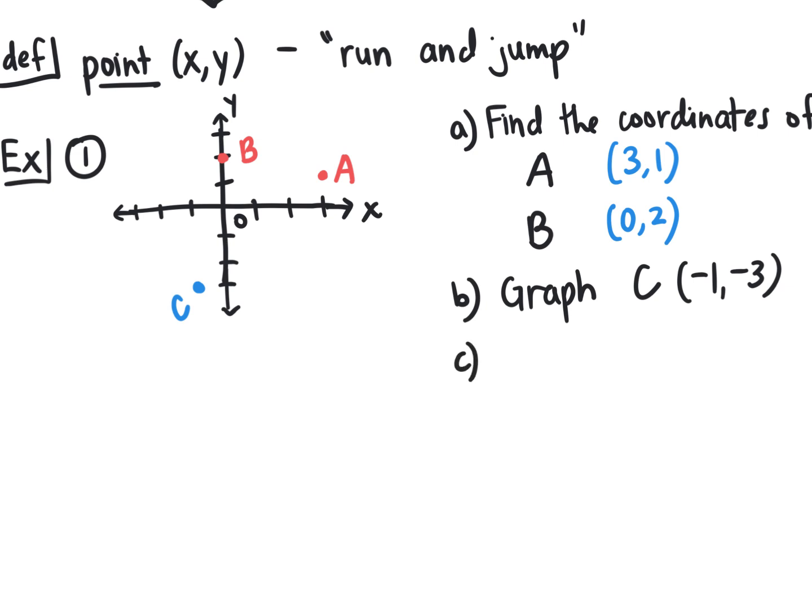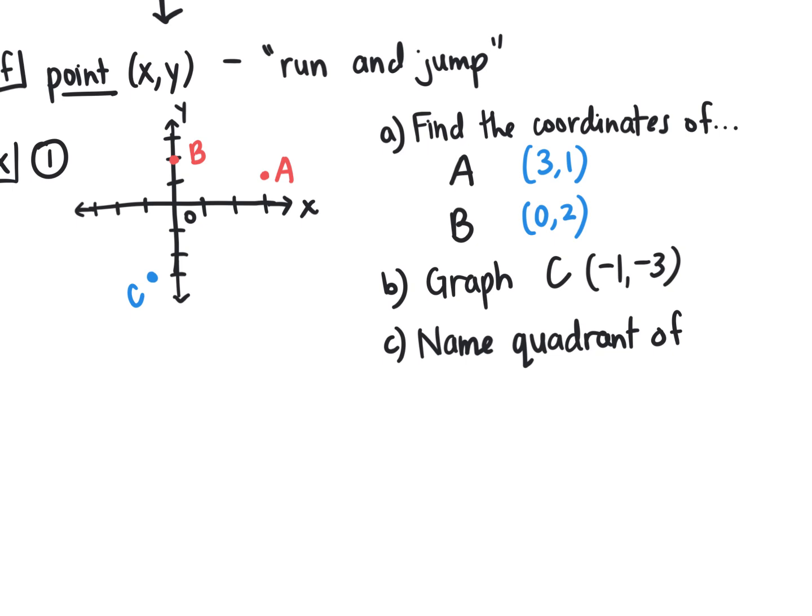C, name the quadrant of C. So that C point that you just drew in there, what quadrant is that in? 3, because again, the top right is 1, then left is 2, down here is 3. This is quadrant 3.